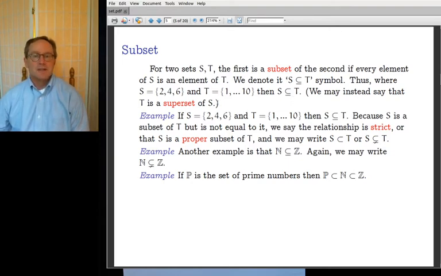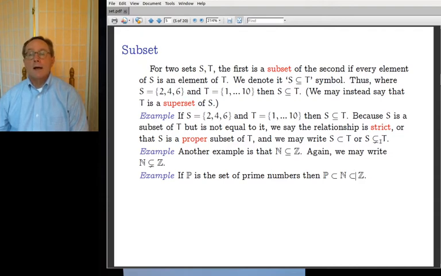I don't know, sometimes you say it, but it might be 90-10 or even 95-5% of the time. If S is 2, 4, 6 and T is 1 through 10, then S is a subset of T. And because S is a subset of T but not equal to it, we say that it's a strict or a proper subset of T. We may write S subset, see the difference? There's no underbar. Or we may emphasize the fact that it's unequal by writing the underbar with a slash through it.